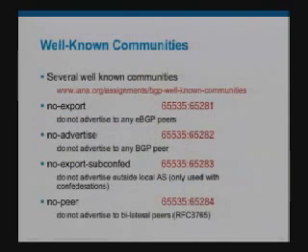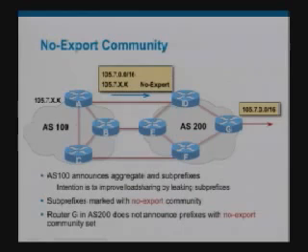What I was going to say, the four well-known communities: there's the no export, no advertise, there's the confederation one, which I'm not going to talk about, and then there's the no peer community down here as well. So no export is used a lot. No advertise I don't see used very much, and no peer, well, I've only heard of one ISP who actually claims that they use it, which is a bit of a shame. But I've got two examples of how they work.